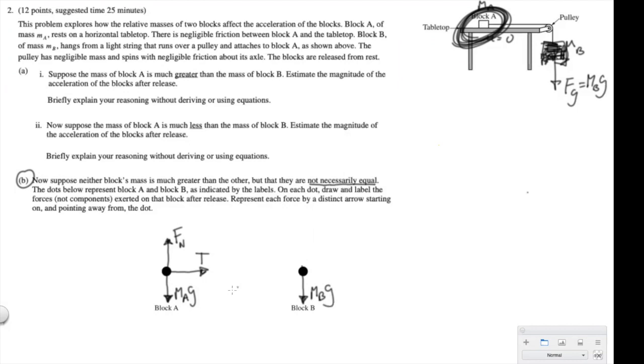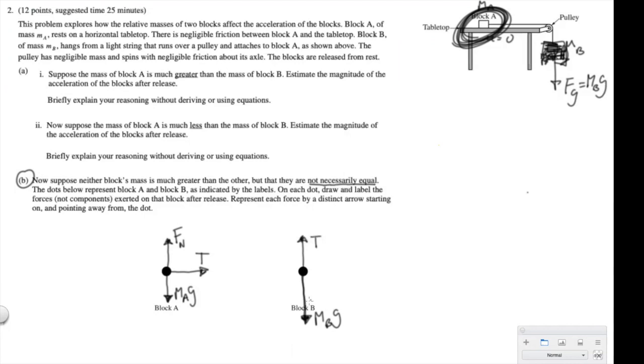So you know what? Let me make this better. Okay, I can't erase with my pen, so I'm going to draw this longer. You'll see why in a second. The down force is going to be mass of B times gravity, and then the up force is tension.